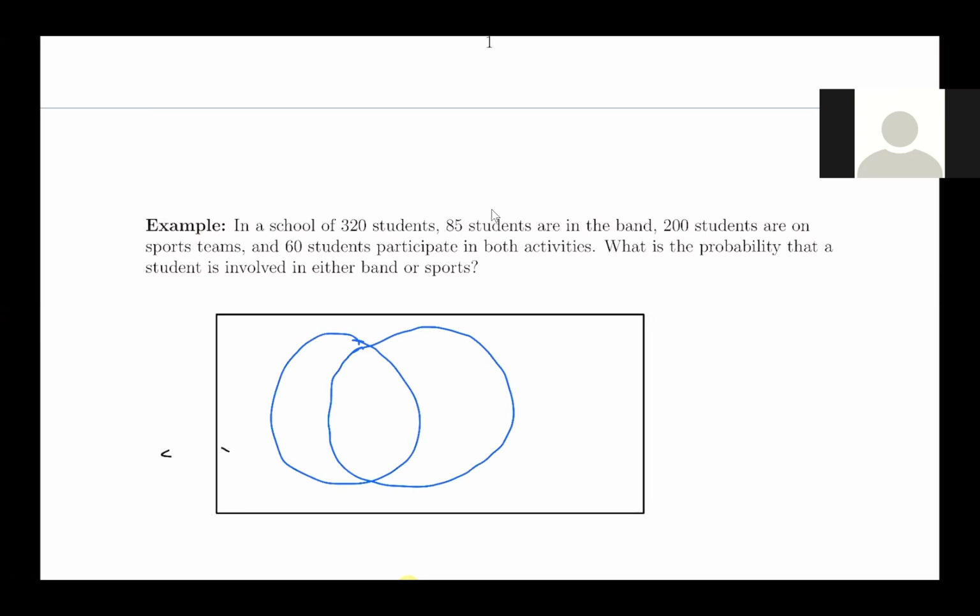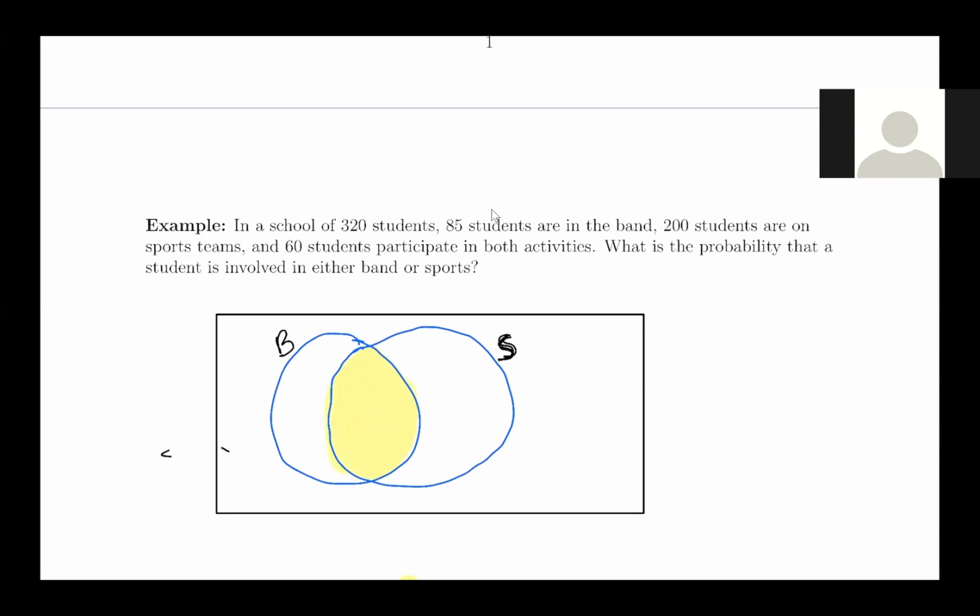So I'm going to say this is how many people participate in band. And I'm going to say this is how many people participate in sports. So for this one, what you want to make sure that you do, you first always want to put the intersection or the middle portion, because the middle portion could be vital for this problem. So you always want to put what this middle portion is worth.